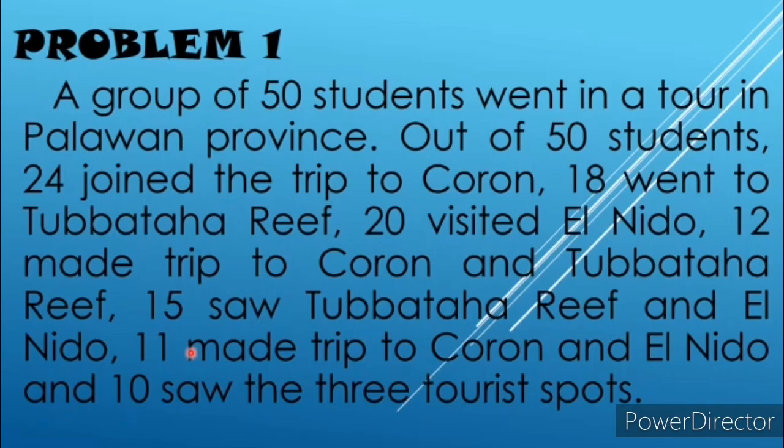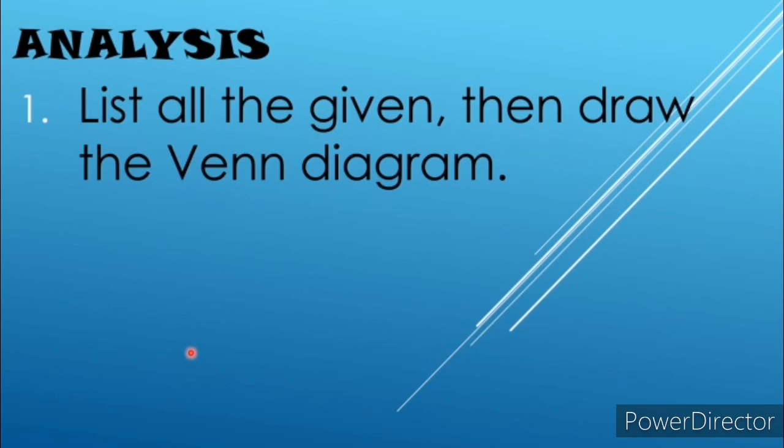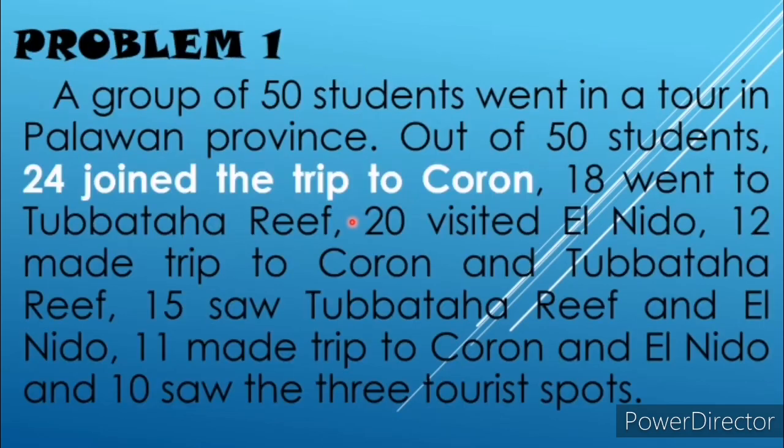Okay. So para mas maintindihan natin kung paano natin isosolve yung mga ganitong problem, the first step that we need to do is to analyze it. We need to analyze the problem. And part of that analysis is listing all the given and then drawing the Venn diagram. So yung una natin gagawin, we need to list all the given first. And then, i-draw natin yung Venn diagram. So, para malagay natin lahat ng given, we need to go back to the problem ulit para mailagay natin, ma-summary natin yung mga given. Okay.